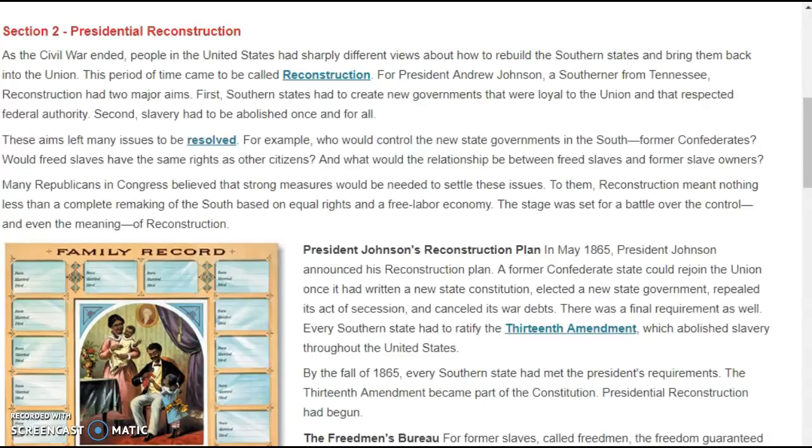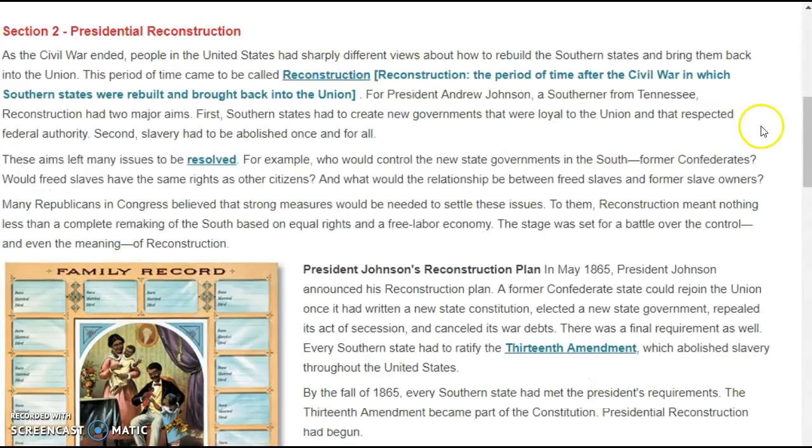Section 2. Presidential Reconstruction. As the Civil War ended, people in the United States had sharply different views about how to rebuild the Southern states and bring them back into the Union. This period of time came to be called Reconstruction. Reconstruction, the period of time after the Civil War in which Southern states were rebuilt and brought back into the Union.